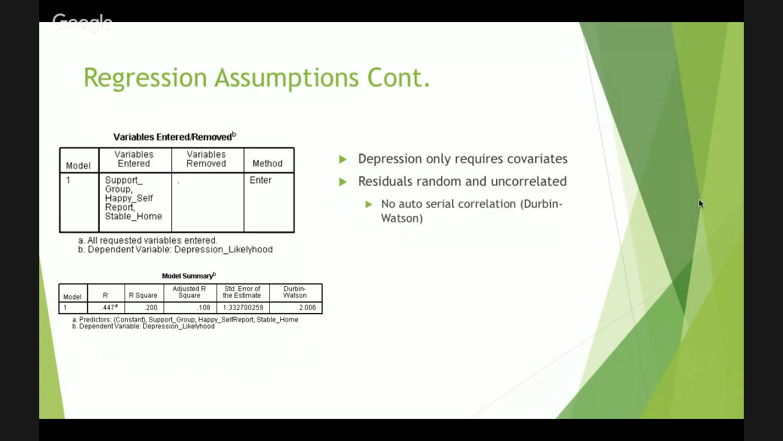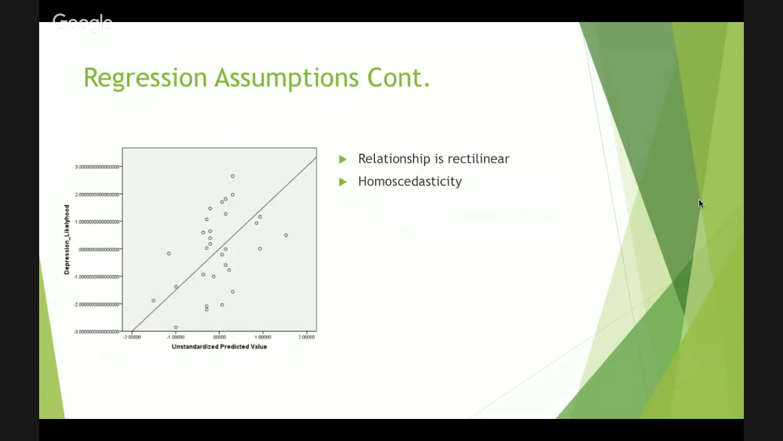Now, residuals are random and uncorrelated is the next assumption. I test that using a Durbin-Watson test, and you see in the model summary table on the far right, Durbin-Watson is 2.006. We want Durbin-Watson to be between 0 and 4, as the test is normally run, and we want to be as close to 2 as possible, meaning there's no autoserial correlation. 2.006, we're good. Moving on, the relationship is rectilinear. Basically, the relationship between the predicted values and our Y is a line, and since we have a good line right there, it's a good check on that one.